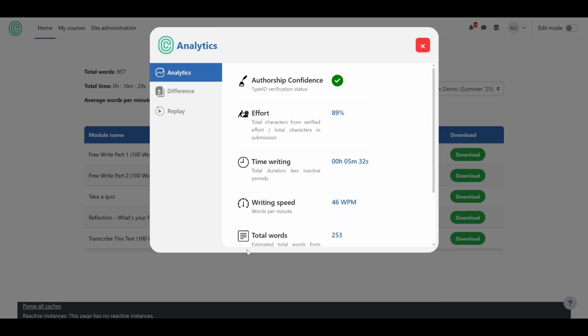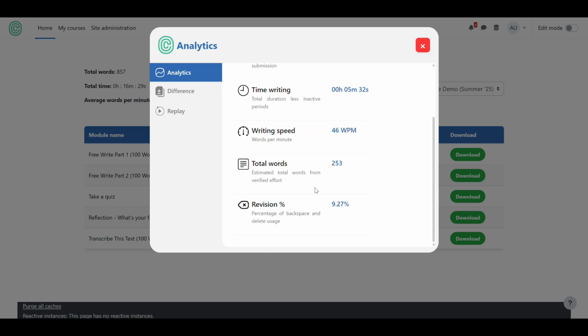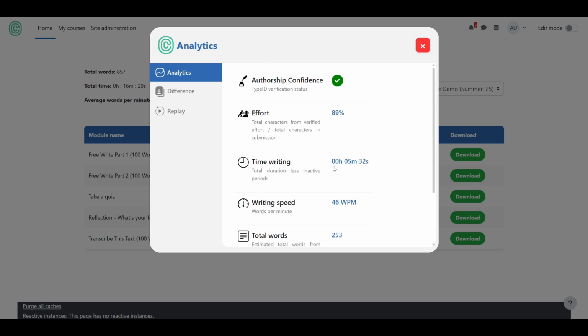So overall, based on the assignment instructions for the student to paste material here, we're getting a really clear look at the work that a student has done and how much of the text is attributed directly to the student.